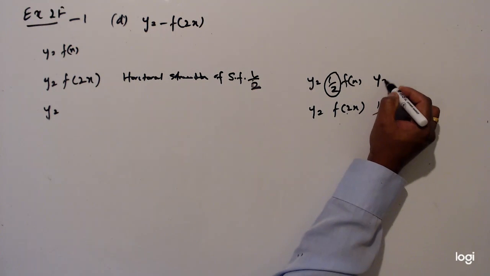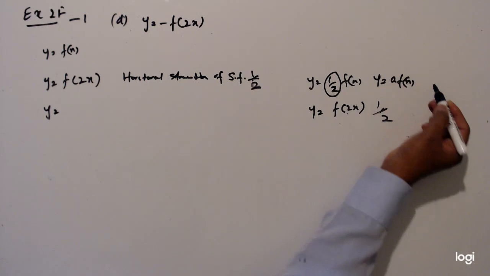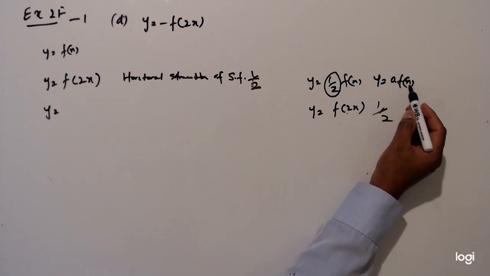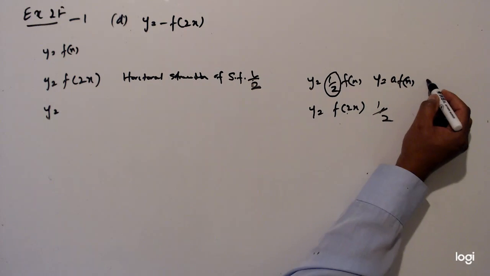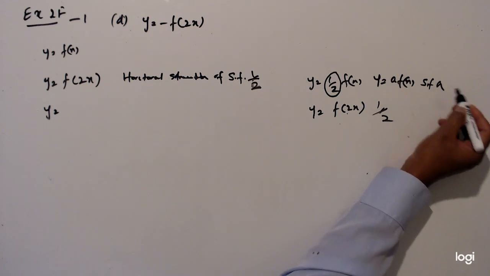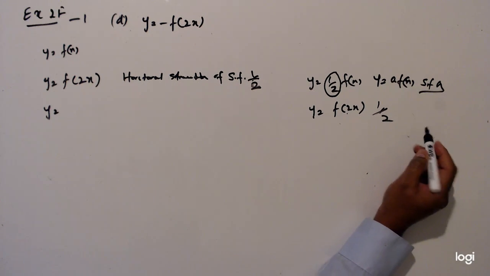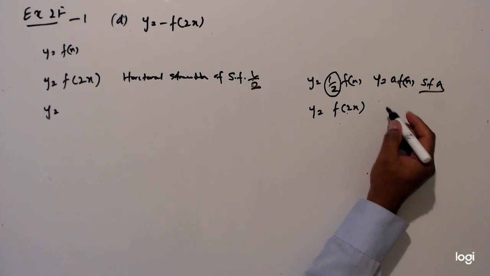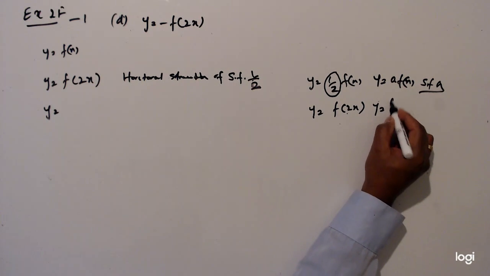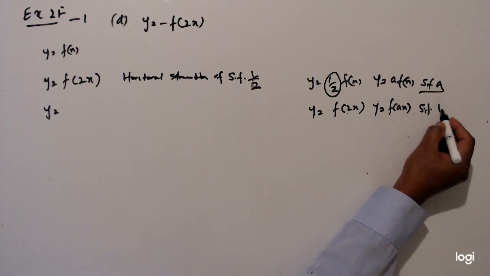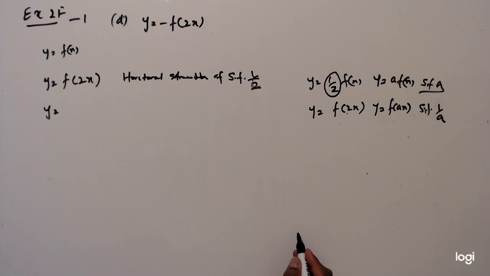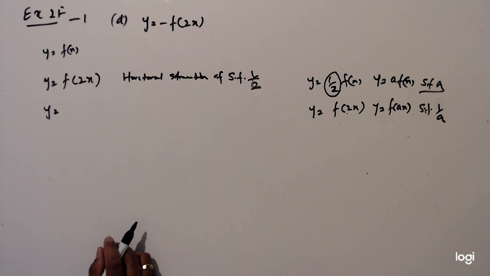So y equal a f(x). If it is a vertical stretch, the scale factor is a. If it is a horizontal one, f(ax), the scale factor is 1 over a. So that's what we learned earlier. So I revised this one.